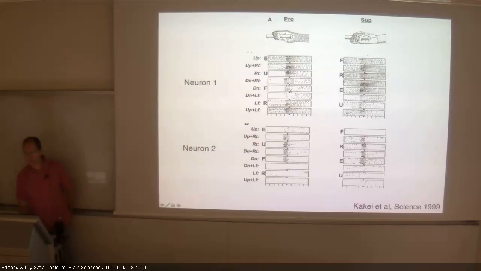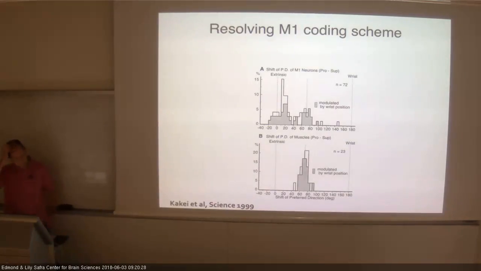So if, let's say, this is the strongest response here, this direction, then this will be the strongest response in the supination. So there is a shift in the preferred direction of the cell. And then when they looked at the whole population, this is what they found.